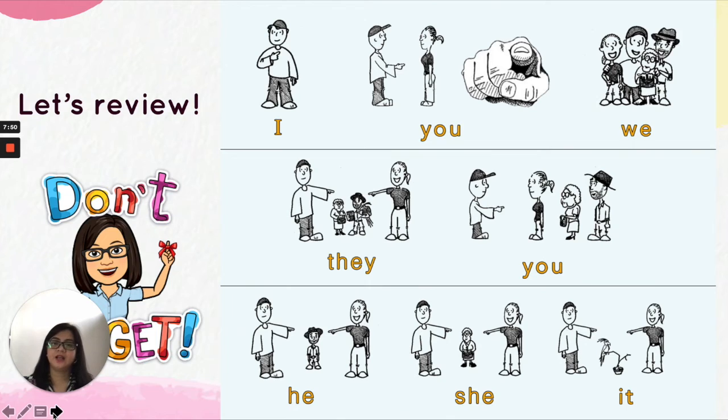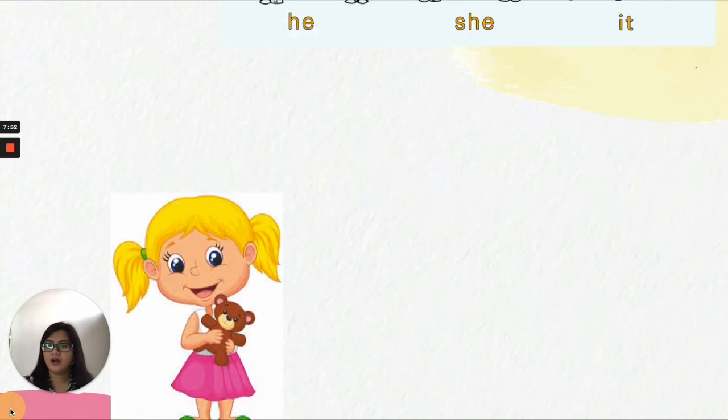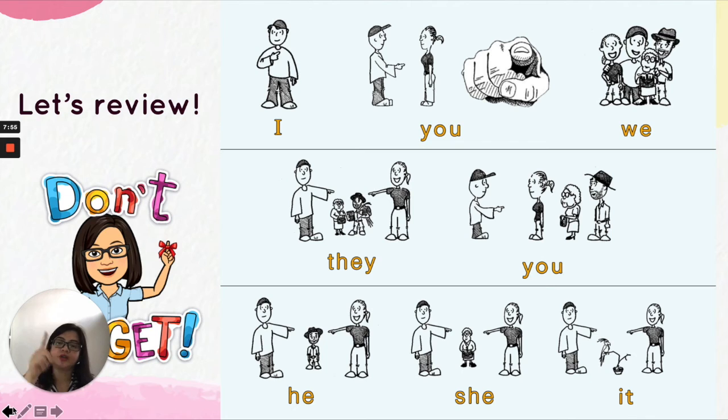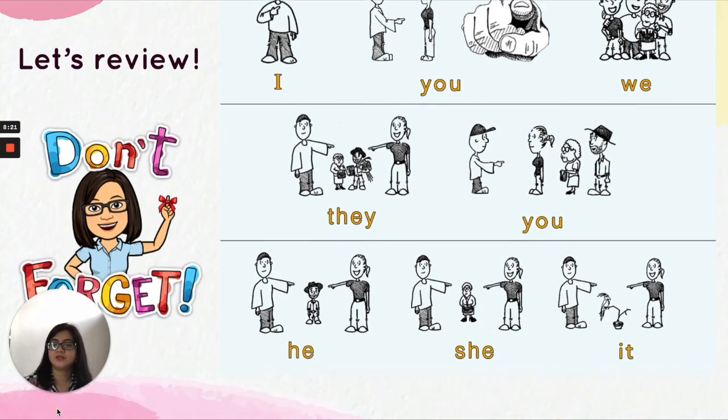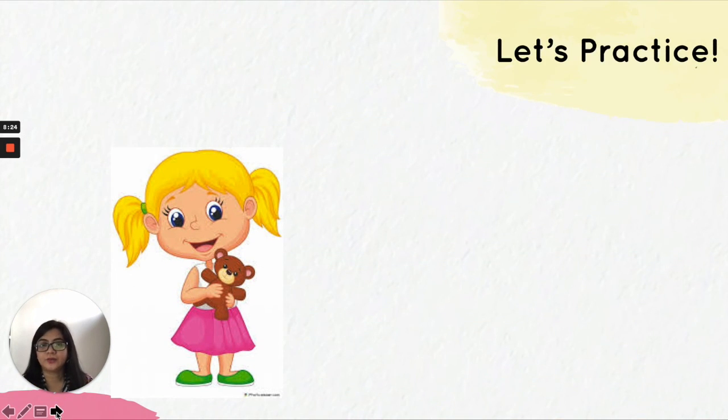So don't forget, I, if you're talking about yourself. You, if you're talking to the person you're talking with. We, if you're talking about yourself and other people with you. They, if you're referring to many people who are not with you. You can also use they for a lot of people that you're talking to, or you're referring to. He, if you're talking about a person that is not with you. And the same with she and it. But it's used depending on the gender.